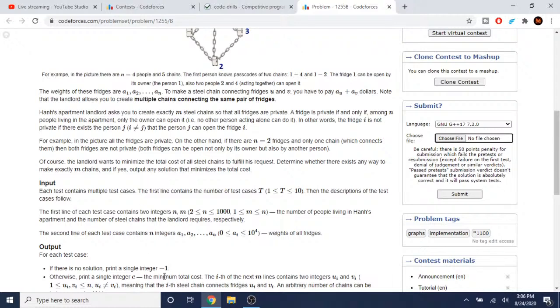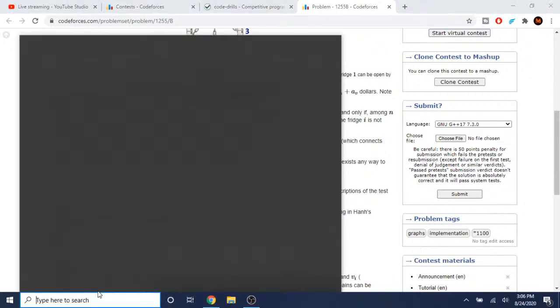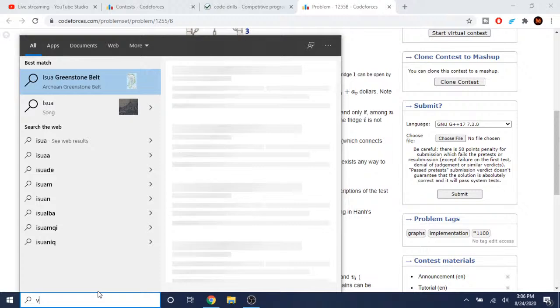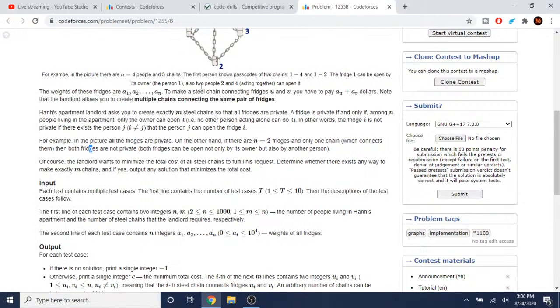Let's read in the test cases first, and then we'll try to see. Let's do this.